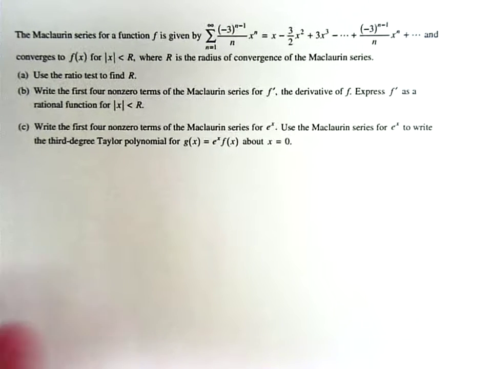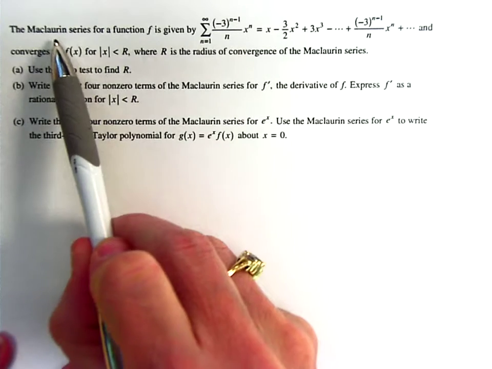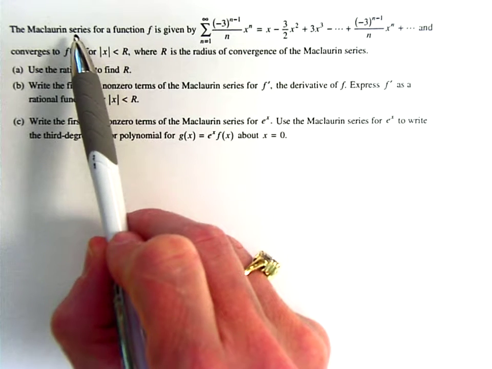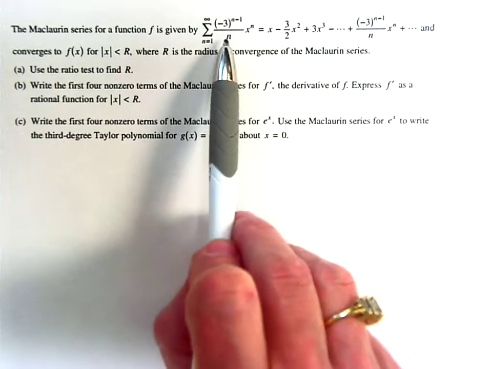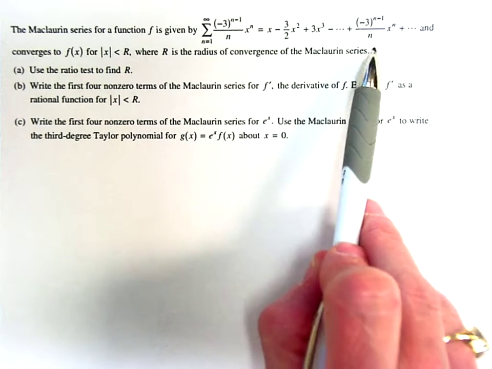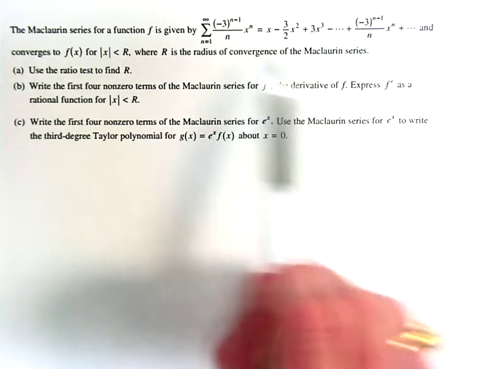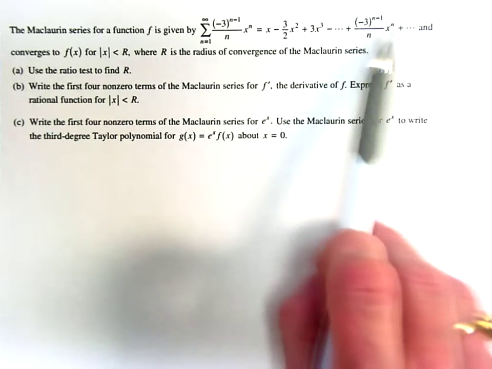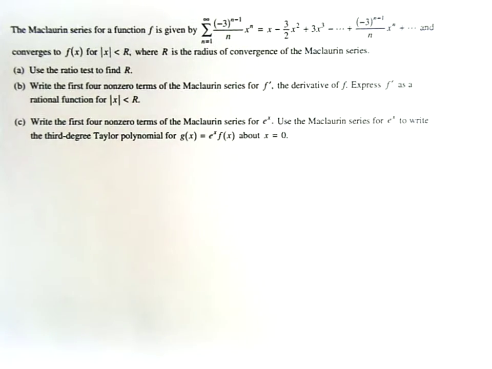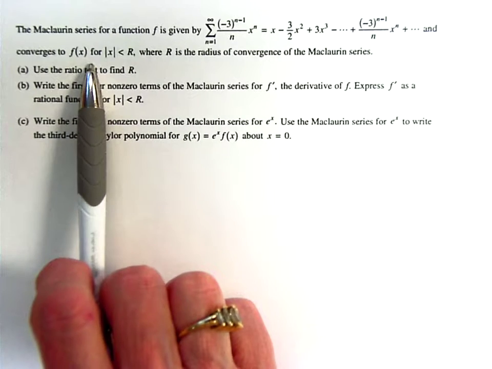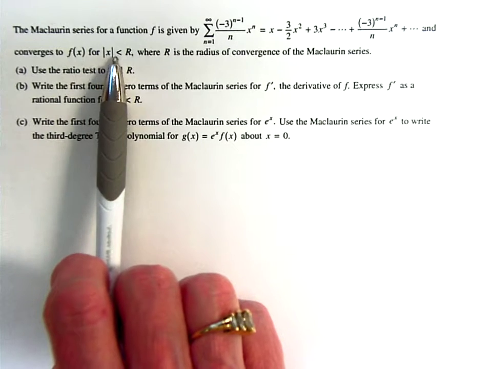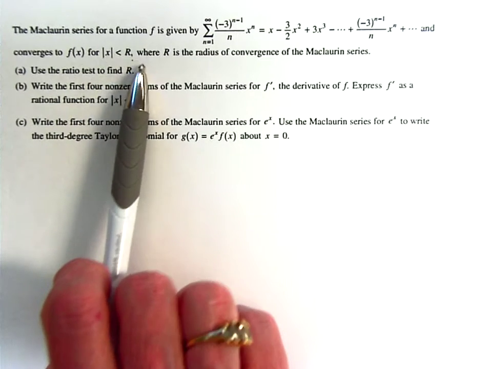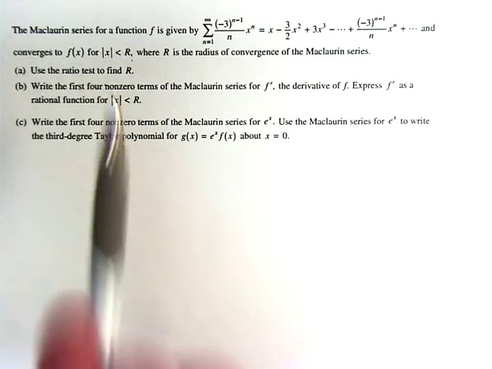Okay, here we go. This time we're doing the Maclaurin series. So what does that tell you about a? a equals 0. Okay. For a function given by this general term, here are the first few terms already written out, and here's a term later on that we might be able to use to help us. It converges to f of x for all x less than the radius of convergence, where blah, blah, blah. Use the ratio test to find r.